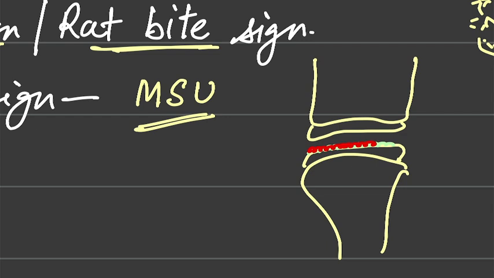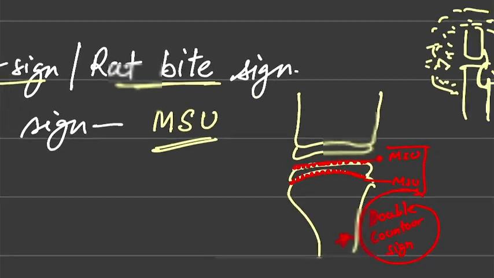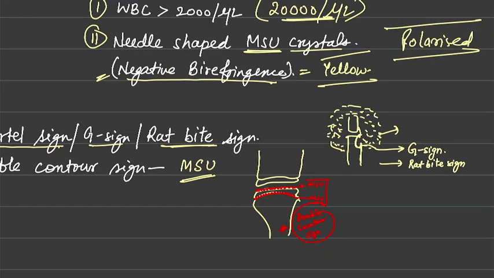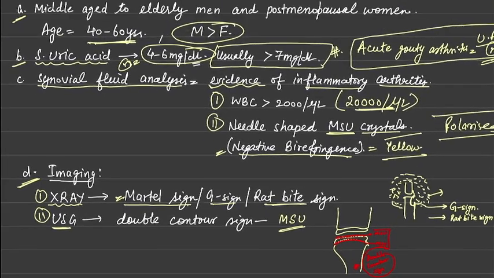There will be deposition of monosodium urate crystals at this edge of the cartilage, and there will be subperiosteal, or you can say subchondral, just below the cartilage, deposition of monosodium urate crystals, right? So this deposition will give us a double contour sign on USG. So this needs to be remembered. It is a very important sign. Okay, so that was all about diagnosis.